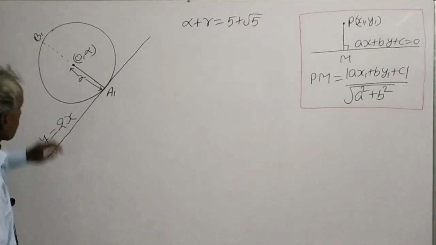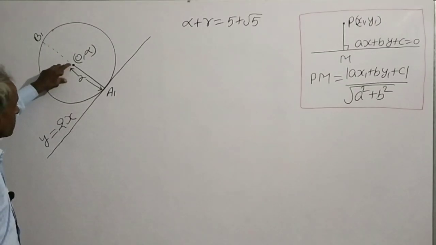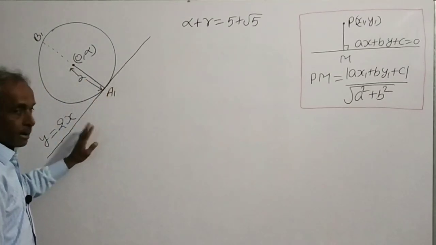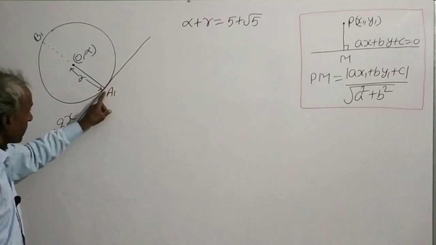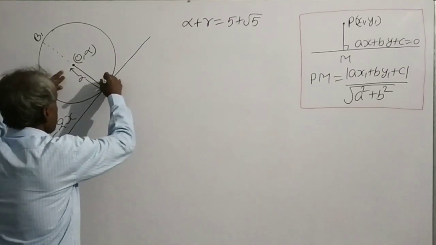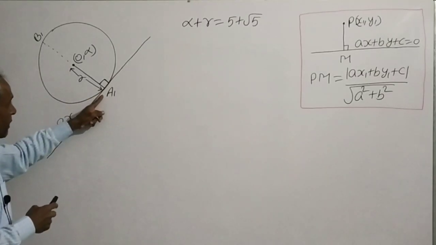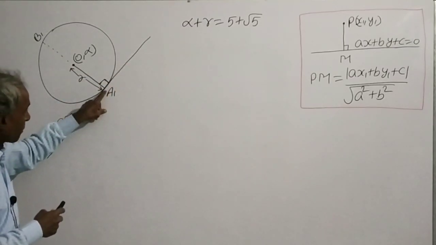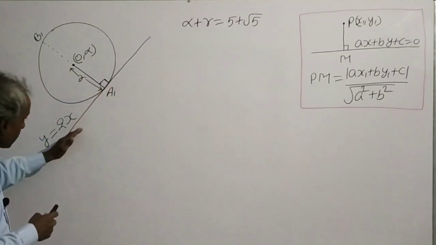We know that when we draw a perpendicular from the center to any tangent of the circle, then this perpendicular meets the tangent at the point of contact. That means when we draw a perpendicular from this center to this line, this perpendicular will meet this line at the point A1 and will be perpendicular to this line.